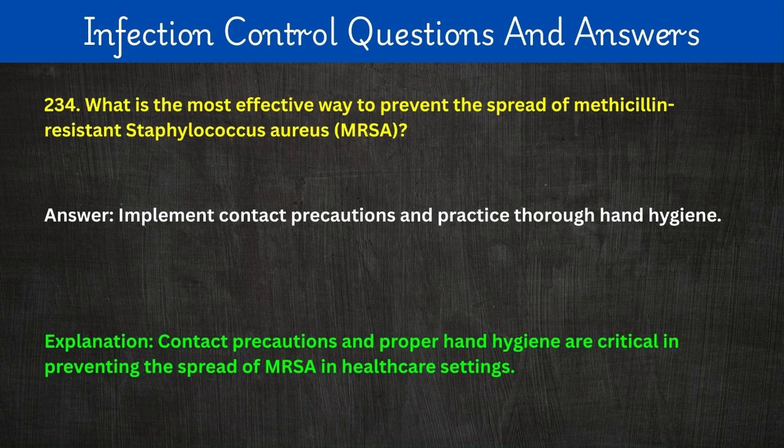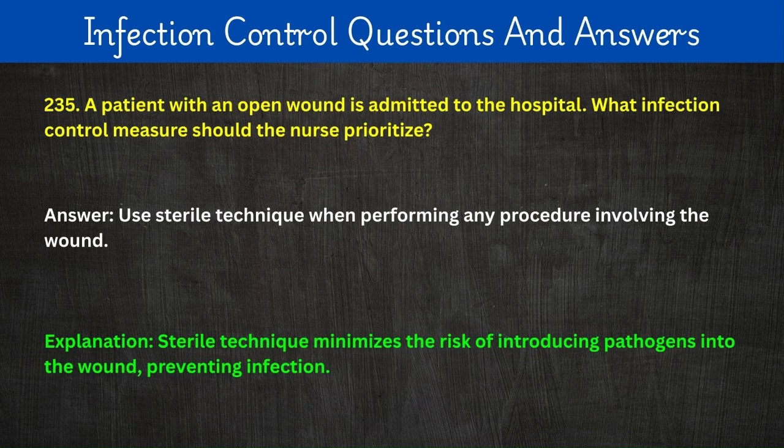Answer: implement contact precautions and practice thorough hand hygiene. Explanation: contact precautions and proper hand hygiene are critical in preventing the spread of MRSA in healthcare settings. 235. A patient with an open wound is admitted to the hospital. What infection control measure should the nurse prioritize?